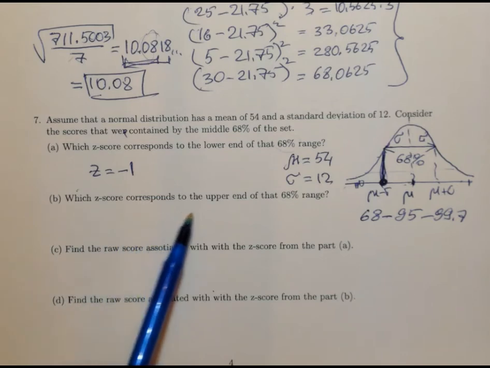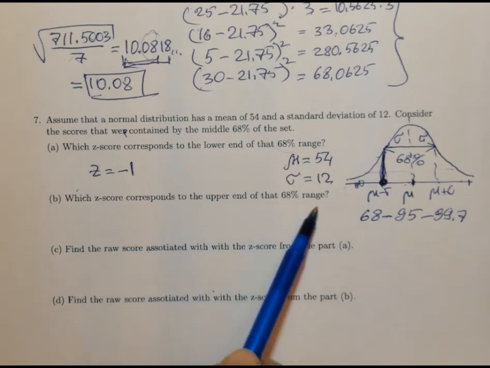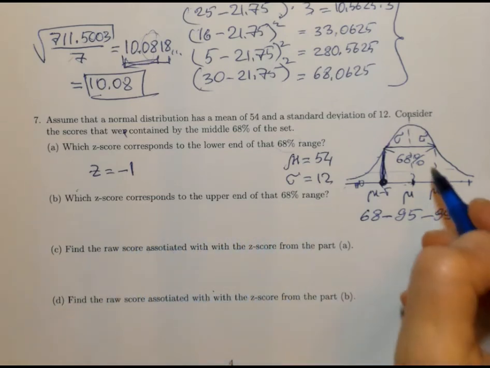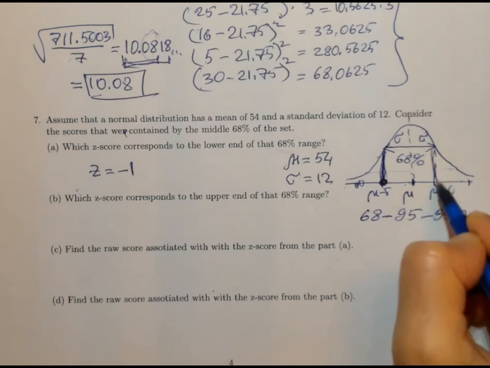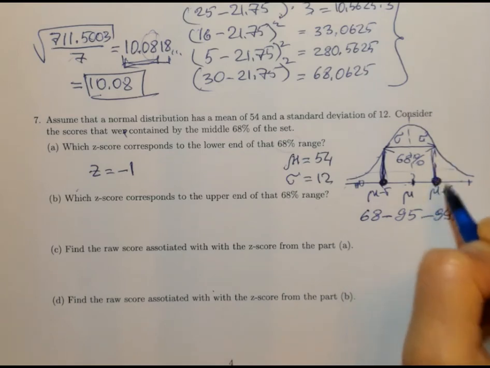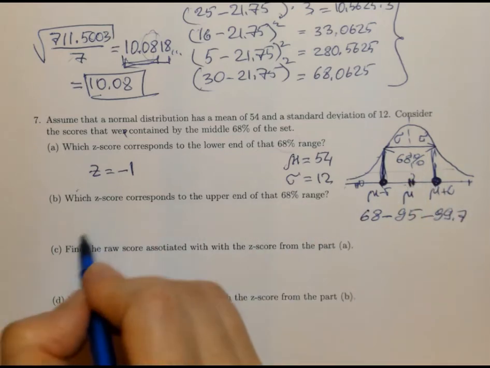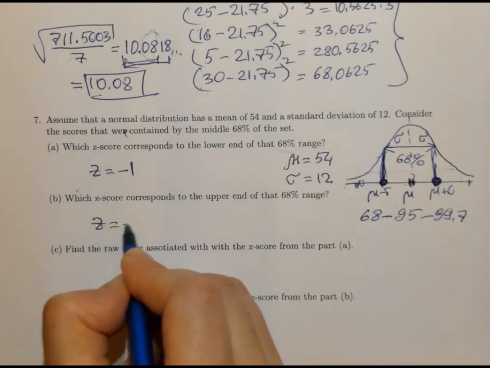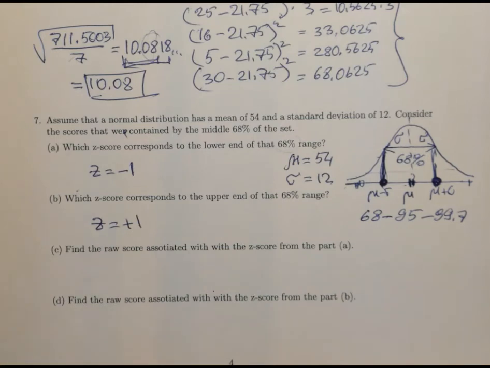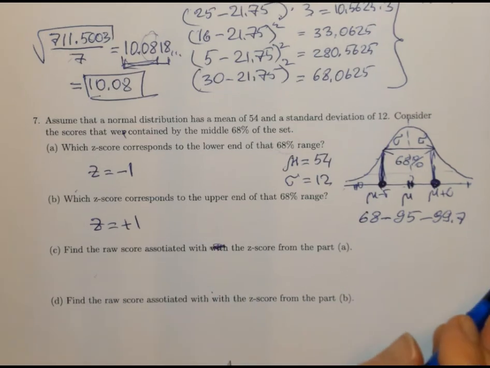Which z-score corresponds to the upper end of this range? This is the upper end of this range, and this is 1 standard deviation from the mean. So the z-score is +1. Now, find the raw score associated with the z-score from part A.